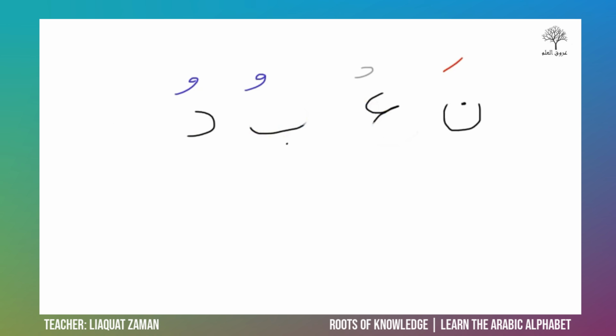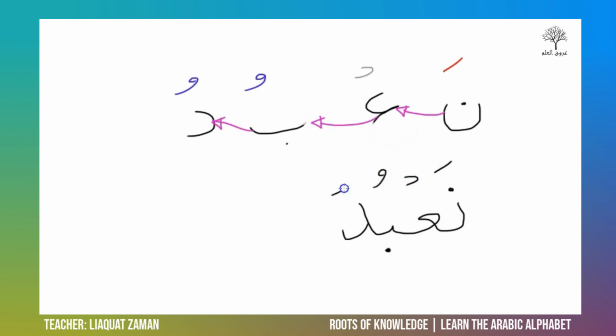So this is joined as follows, as you can see. So Na'budu. So the bu has a dot underneath. You can see there's a dot. Na'budu. And in the Quran, it's actually written like this. Na'budu. So pronounce it with me.